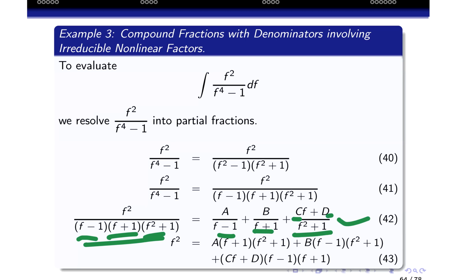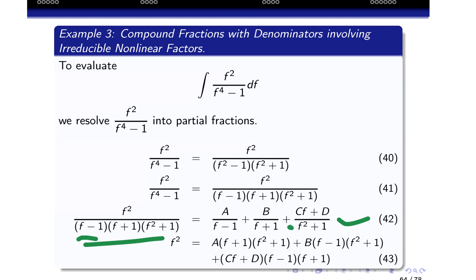If it was power 3, you have to have cf squared plus df plus e. If it was power 4, you have cf cubed plus df squared plus ef plus g, something like that. So this part now is the irreducible non-linear factor that we have here.